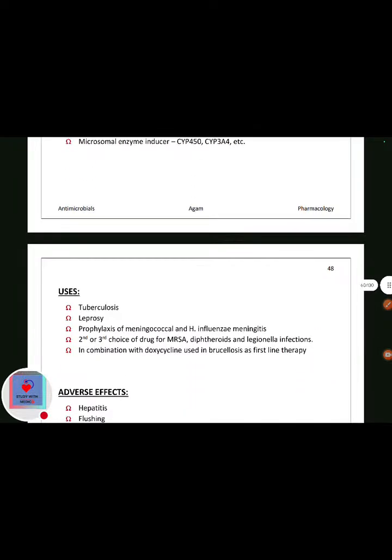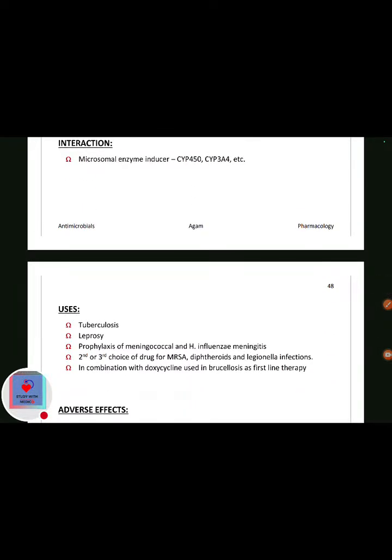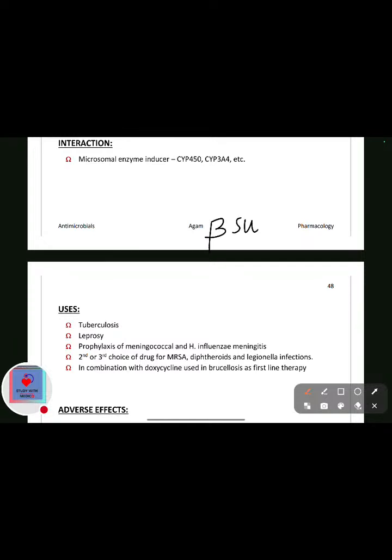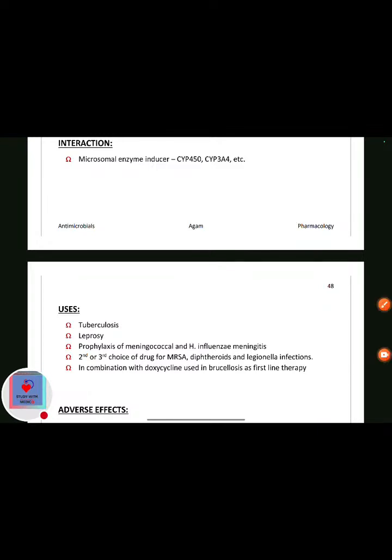So this was about the thing. If they are going to ask you to tell about or describe the mechanism of action of rifampicin, what will you tell? That it binds to the beta subunit of the DNA-dependent RNA polymerase of mycobacteria and causes DNA synthesis inhibition. Due to the inhibition, the bacteria will die.